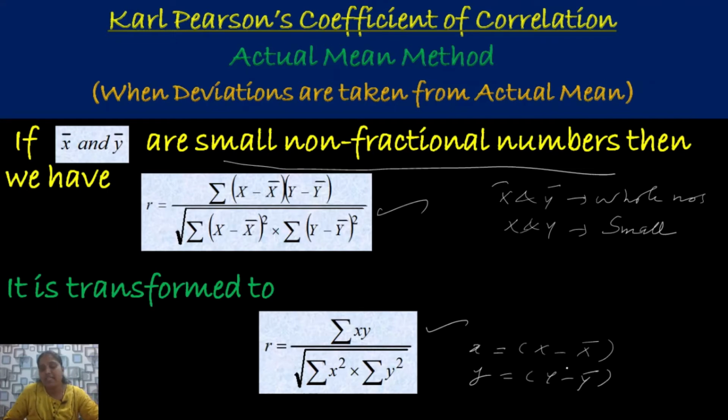Here we have to take the deviations of the values x and y from their arithmetic mean, that is, from their actual mean. That's why I have to mention here: when deviations are taken from the actual mean. That is nothing but our actual mean method. So, making use of this formula, we now calculate the coefficient of correlation between x and y.